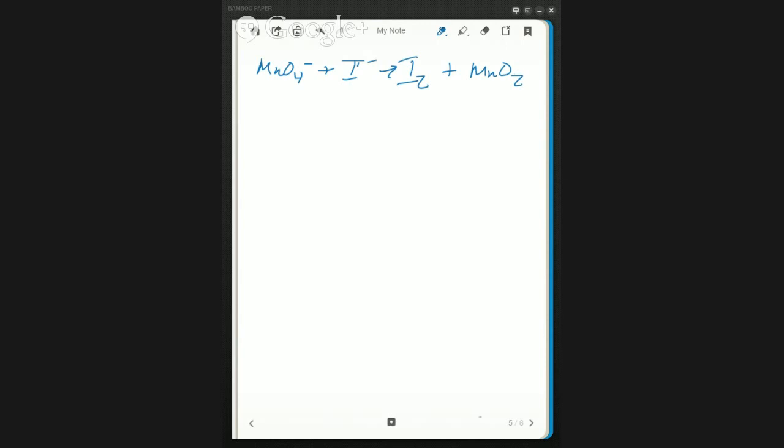Now, with this equation that we're looking at, we're going to have to break it down into the two half reactions and so forth. So let's jump in. Looking at the fact that I have a change from MnO4 minus, for permanganate ion, and it's going to be changing into MnO2, and we have I minus, which is going to be transitioning into I2, which is again iodine itself.